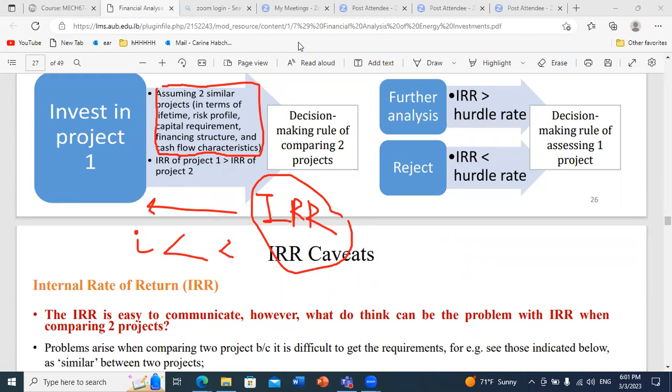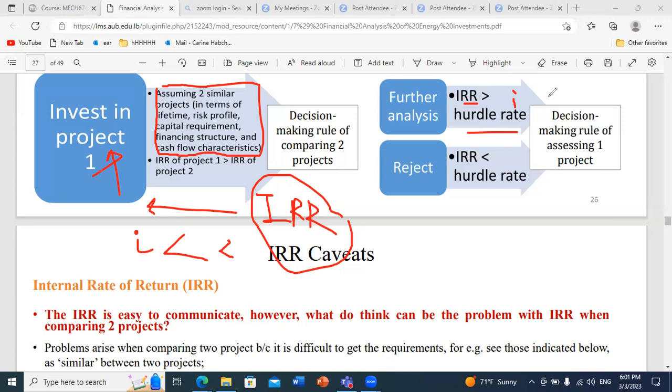So if you are comparing two projects of the same profile, very similar in several terms, but the IRR of project one is larger than the IRR of project two, of course you will invest in project one. Now, if you have one project and you want to decide whether to continue with it, do further analysis, or reject it, you can compare the IRR with the hurdle rate, the discount rate.